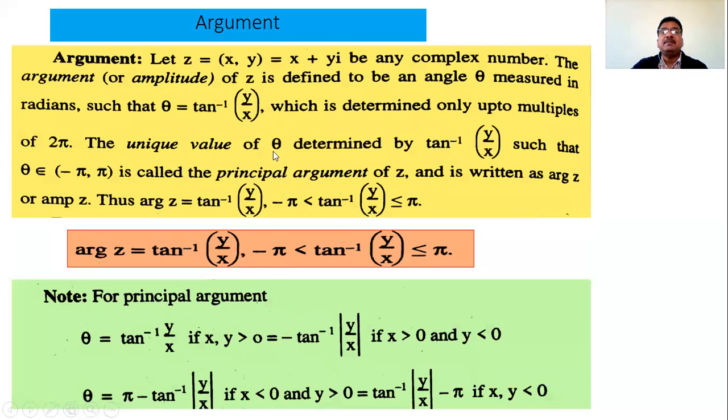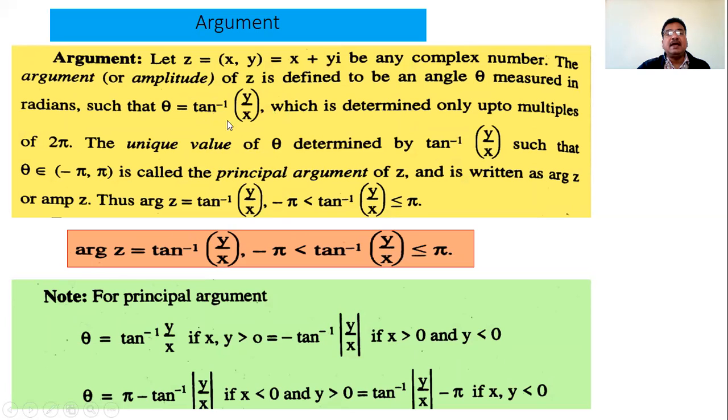Next definition is the definition of the argument of a complex number. Let z, in the format of ordered pair (x, y) or x plus yi, be a complex number. Then the argument, also called the amplitude of z, is defined to be an angle theta measured in radians, such that theta is tan inverse of y by x. So this is the definition of argument. What is the argument of the complex number x plus yi?